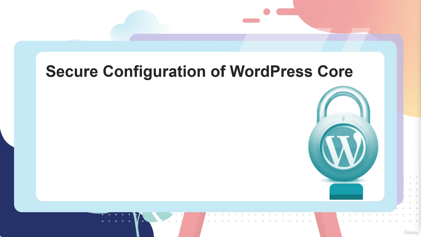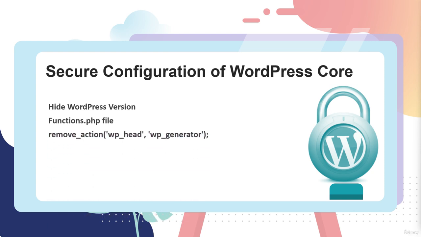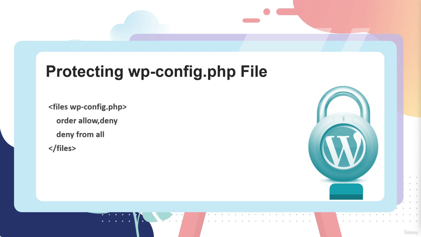Now let's hide the WordPress version. To remove the WordPress version number from your site source code, add the following code in the functions.php file: remove_action('wp_head', 'wp_generator'). You can find functions.php in the theme folder, and you can add this line to remove the WordPress version. So an attacker can't tell which version you are using, and is not able to find an actual exploit as per your WordPress version.